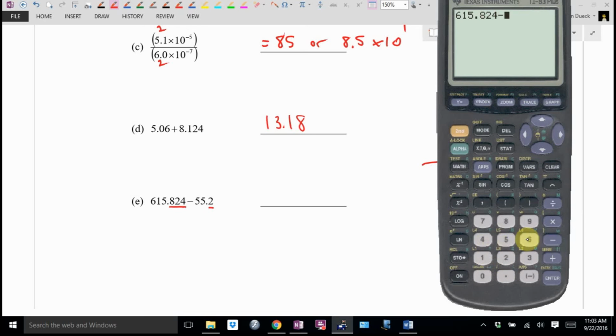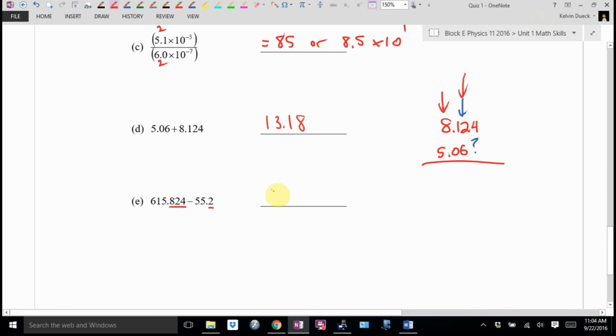615.824, take away 55.2. This column here is where I would make my guess. That's where I'm going to round off to. 560.6 or 560.7. Which I realize, Haley, is 4 sig figs, but you'll notice nothing there has 4 sig figs. Nothing to do with the sig figs. That's why the adding and subtracting rule is trickier. The good news is, most of the time this year, we're going to be multiplying and dividing.